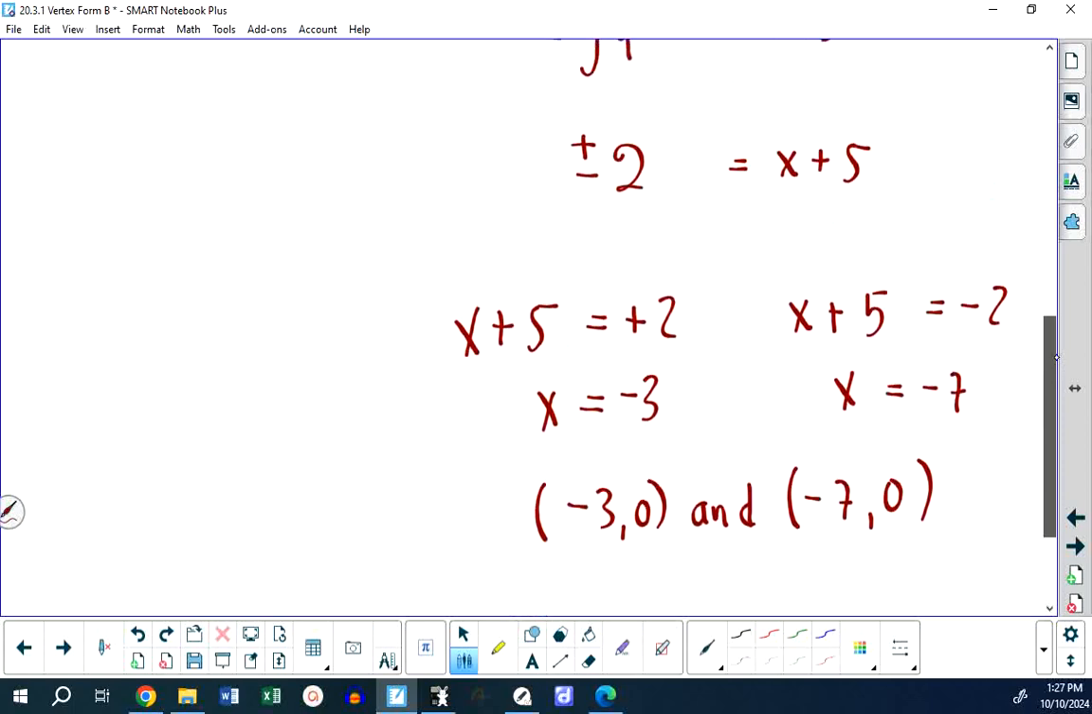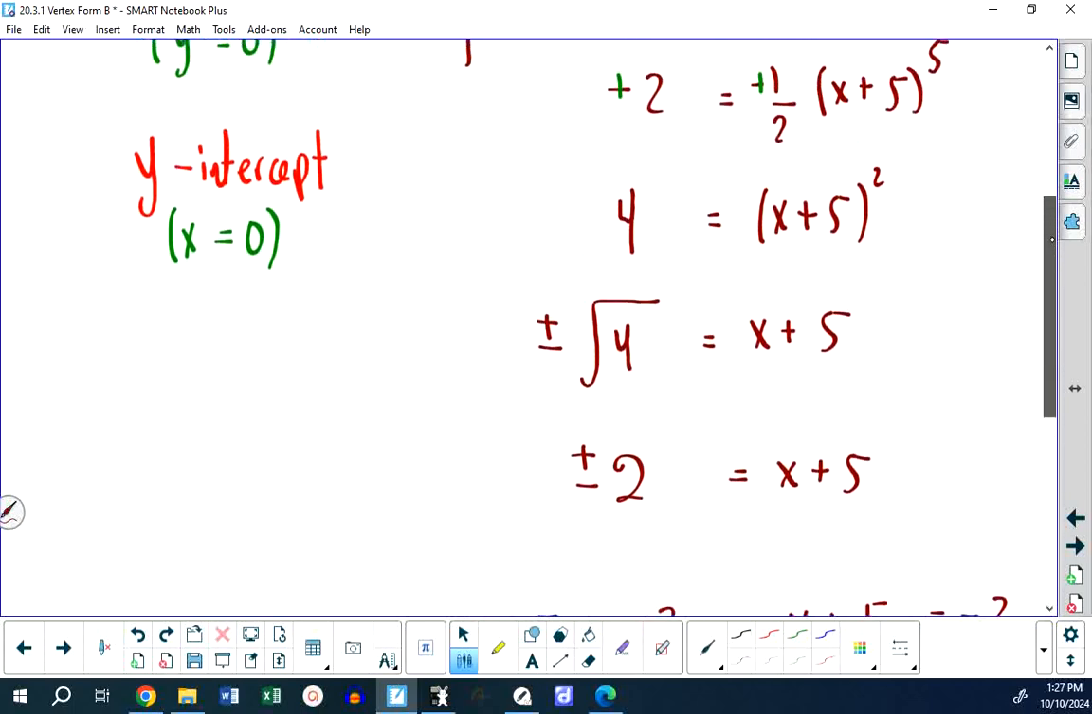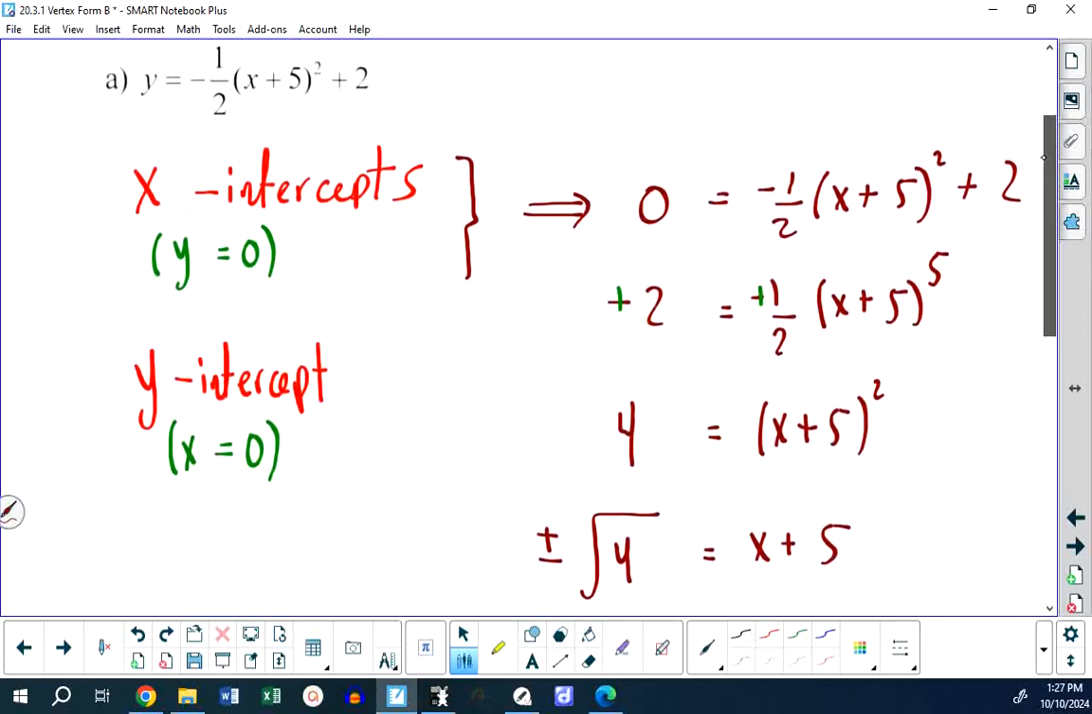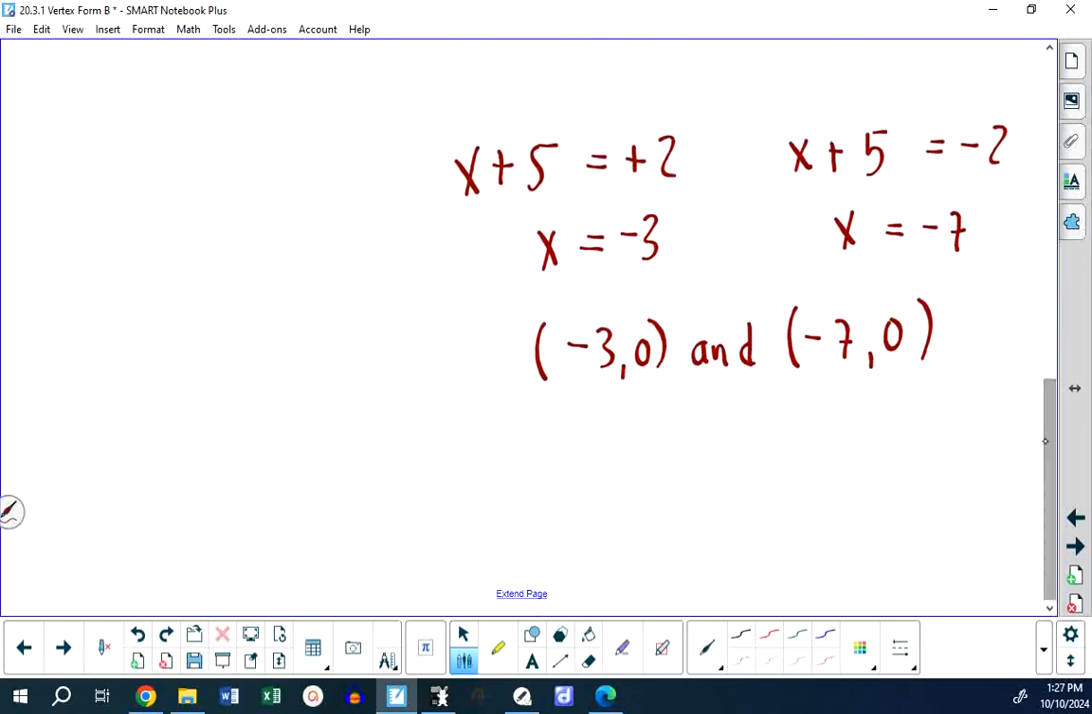Now, what about the y-intercept? Well, I need to go back up and look at this function. Don't forget the y-intercept is found by letting x equal 0. So I need to take this function, which is y equals -1/2 (x plus 5) quantity squared plus 2. Can somebody just verify that I've remembered that correctly?